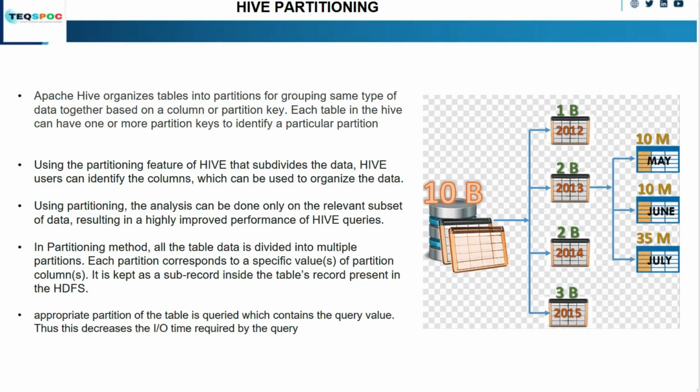Now, let us look at some of the key points: how partitioning is done, what actually happens underneath, and how it helps in query optimization. So Hive organizes tables into partitions for grouping the same type of data together based on a column or a partition key. Each table in Hive can have one or more partition keys to identify a particular partition.